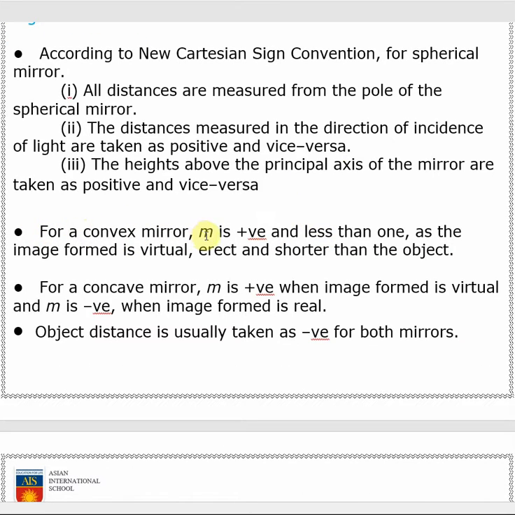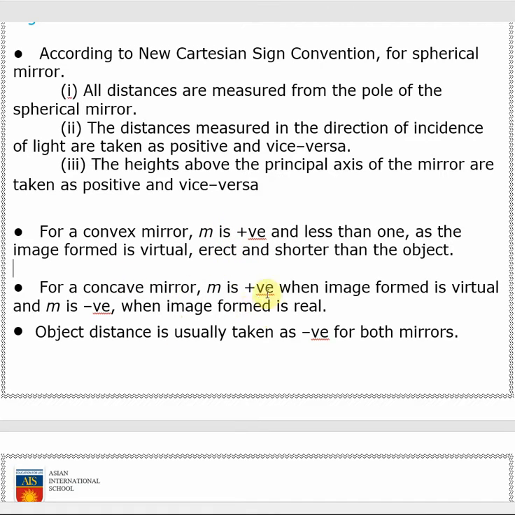For a convex mirror, M is plus and less than 1. It is always true for a convex mirror. The magnification is always positive because the object is always standing up, and the image is also standing up for a convex mirror, because it forms a virtual and erect image always. M will always be plus. Also, it is shorter, so M will be plus but less than 1.